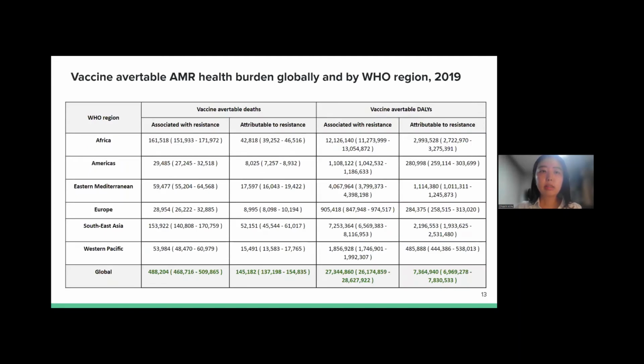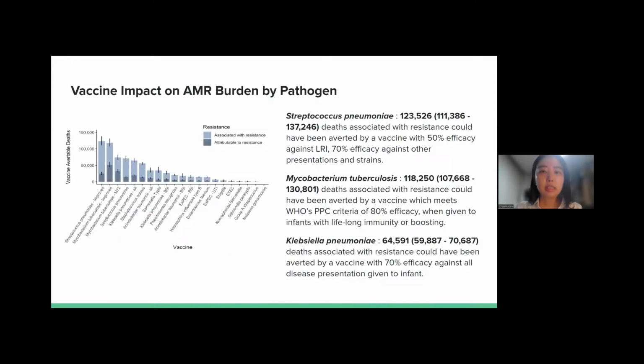So these are the results. As a result, we estimated that vaccines against the 15 different pathogens could avert around 488,000 deaths and around $27 million associated with AMR. And this is one of our main findings. If you look at this graph on the left-hand side, you can see our estimation of the vaccine impact on AMR burden by pathogen. And here the x-axis shows various pathogens and vaccine profiles with assumptions applied to conduct the analysis. And the y-axis shows the number of deaths that could be averted.